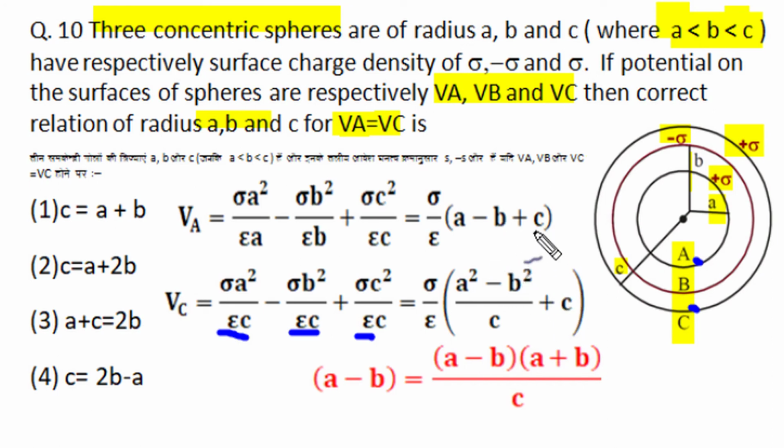The C is common, so it cancels out. So A minus B becomes equal to A square minus B square by C. A square minus B square can be simplified as A minus B times A plus B, and when we simplify, A minus B cancels out and A plus B becomes equal to C. So this first option becomes our right choice.